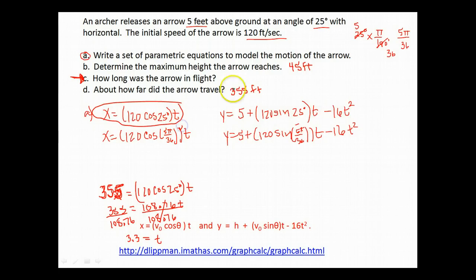So it appears based on our graph that the time it was in the air was 3.3 seconds. Again, approximately, because we approximated the height and the distance based on our graph. So t might be a bit different than this if you have a trace function on your calculator, but it should be pretty close.